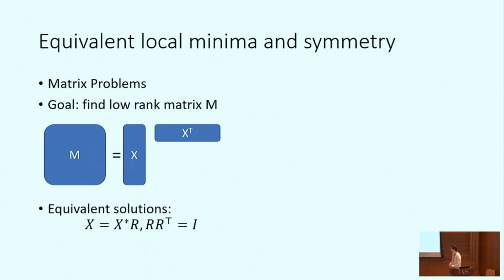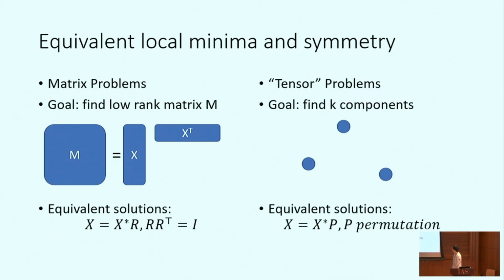On the other hand, there's another type of problems which I will call tensor problems. Roughly speaking, these are the problems where you are trying to find K components. The simplest example you can think of is maybe a clustering problem where you are trying to find, say, K centers for clusters.